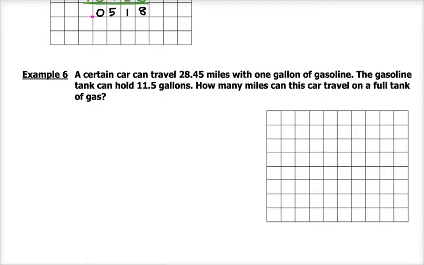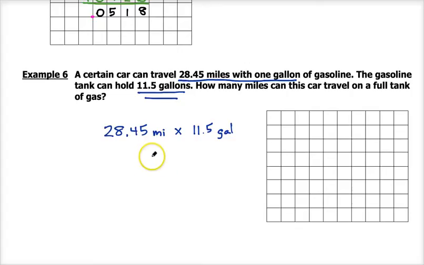Okay, so this is a classic multiplication problem. You know how far you can get on 1 gallon, and you know how many total gallons your gas tank holds. So to find how many total miles you can get, you need to multiply the amount you get with 1 by the 11.5. This is a multiplication problem of 28.45 miles times 11.5 gallons.